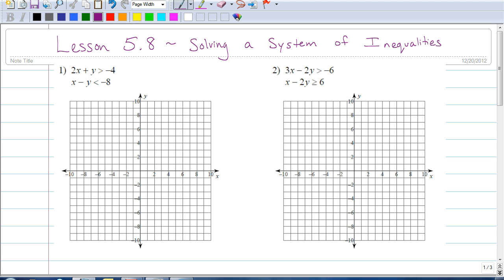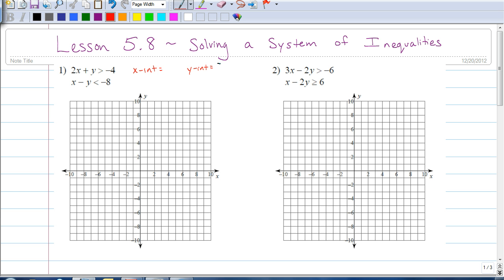Now, a couple lessons ago, in lesson 5-7, there was a part where we graphed just single inequalities in standard form. So we're just building on top of that. We're going to do it the same way. We're going to use our x and y intercepts. And when you're doing your work, I want to see what your x and y intercepts are. So make sure to write them down for each equation, or for each inequality.